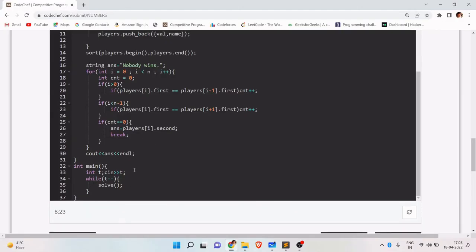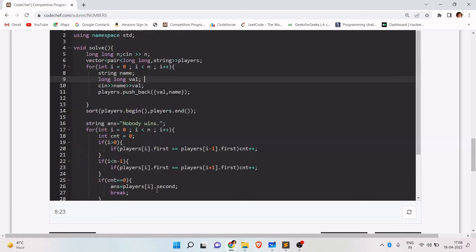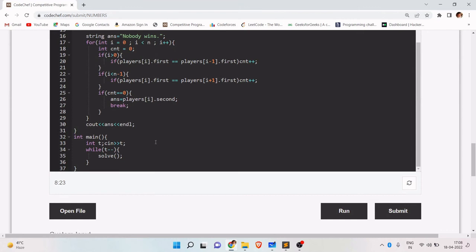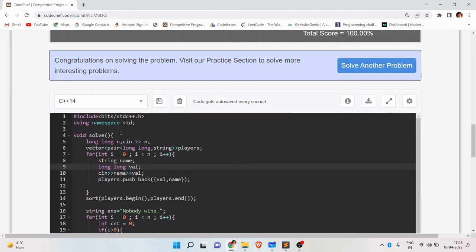Here we are declaring the integer t for the total number of test cases. Getting the input of it, we are running a loop for the test cases. Now we are calling a solve function. In the solve function, we are declaring a long n variable for the total number of players. Then we are declaring a vector of pair of long comma string for the players, storing the data of the players in value comma name format, and we are storing this pair in a vector.